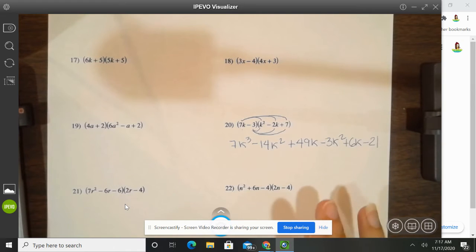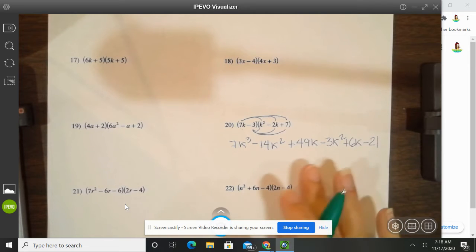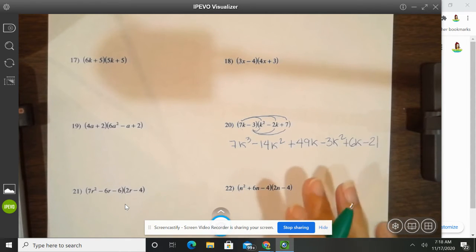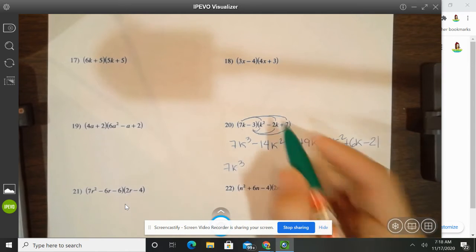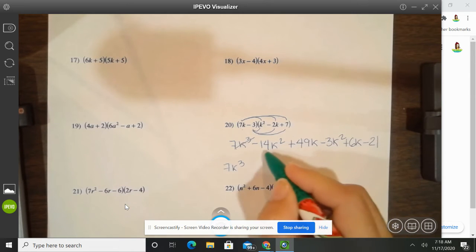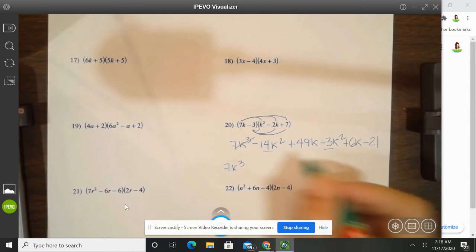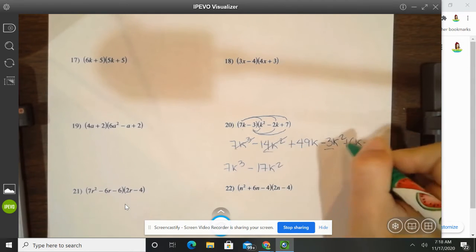And then now that I have everything together, I have to combine like terms. At this point, be careful with the exponents because I'm just combining like terms. So this one stays alone because it doesn't have another partner. This one and this one get combined. So that's negative 14 minus 3. That's negative 17k squared.